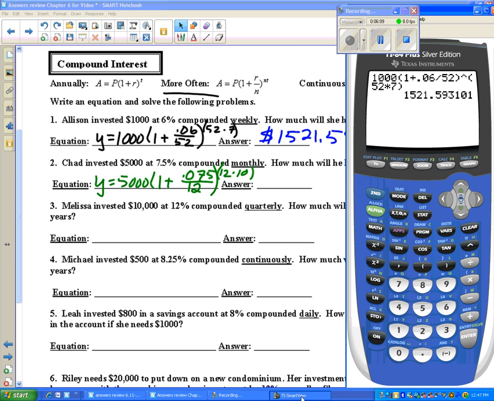Bring up my handy dandy calculator. Do the same thing. Start off with $5,000, 1 plus 0.07, divide by 12, to the, don't forget to open a new set of parentheses, 12 times 10. And I get $10,560.32.